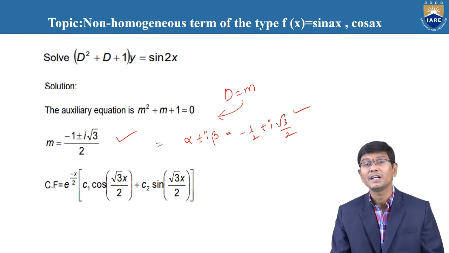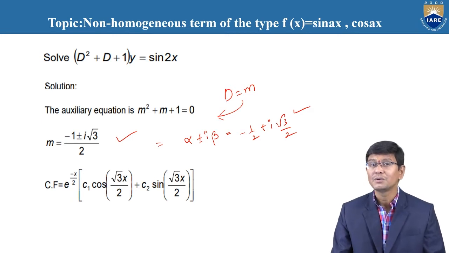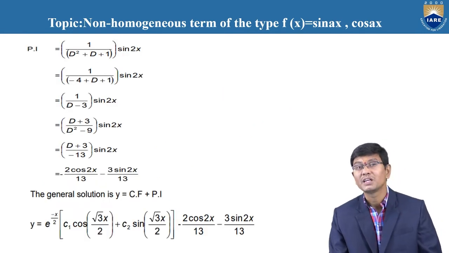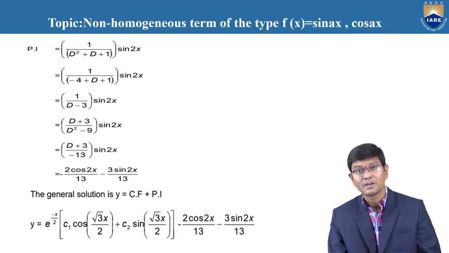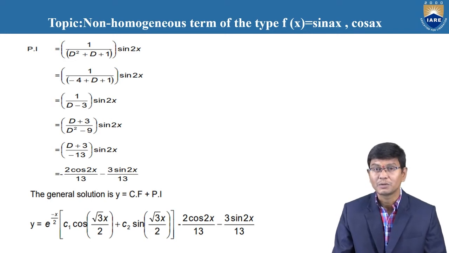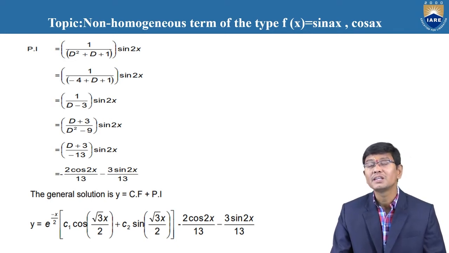Next, we need to find the particular integration. According to the particular integration, yp is equal to 1 by f of d into q. Therefore, 1 by d square plus d plus 1 into q, where q is sin 2x. Here, it is clearly in the form of sin of ax plus or minus b, and here a is equal to 2.